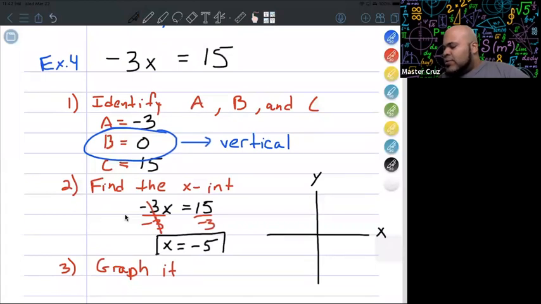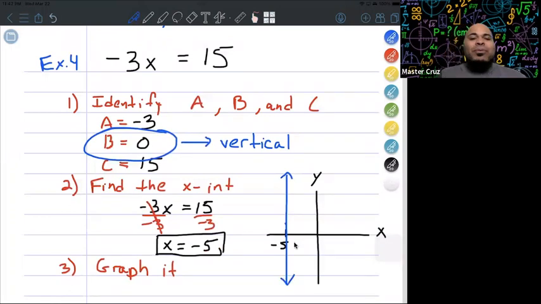So if x equals -5, that means I'm going to go to the x-axis and label -5. And if I'm going to graph this, because the third step is to graph it, then all I have to do is extend that tick mark. You've done this before when we graphed vertical lines and horizontal lines. So you extend the tick mark that you made at -5 the other way, and that will be the graph of -3x equals 15. When you solve it, you get x equals -5. You go to the x-axis, -5, extend the tick mark, and form a vertical line.